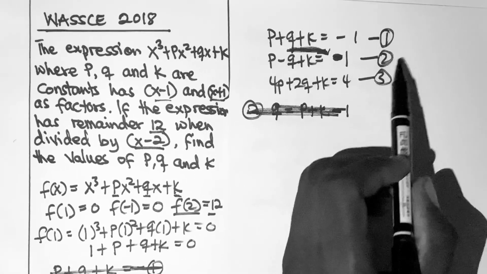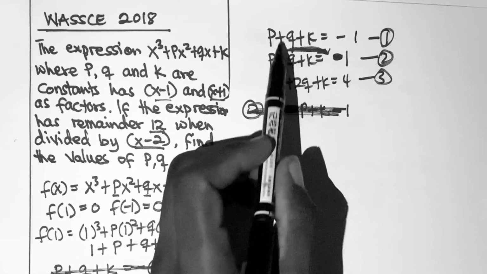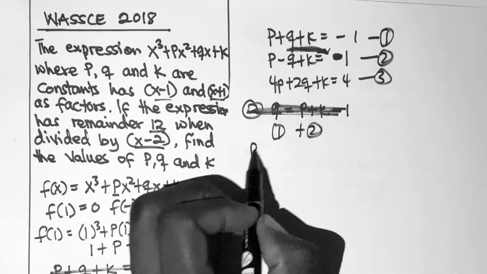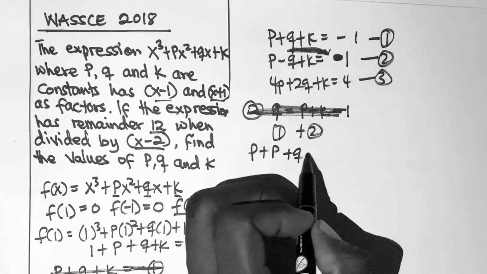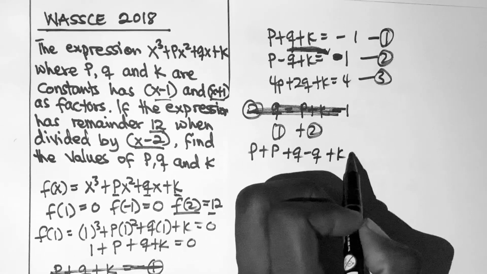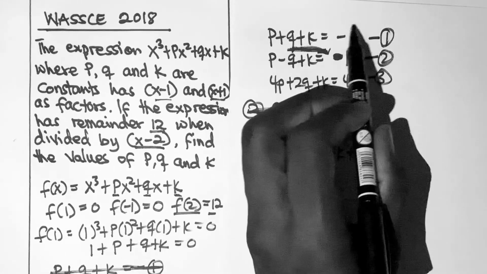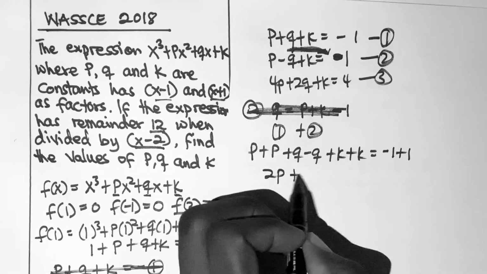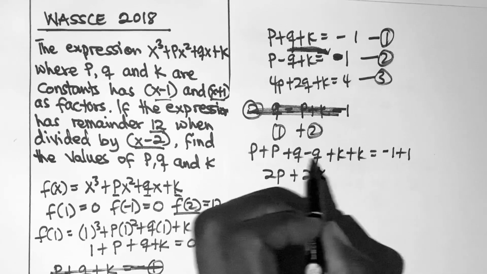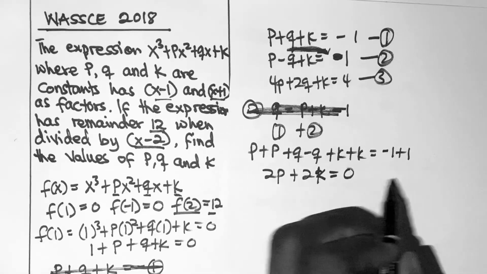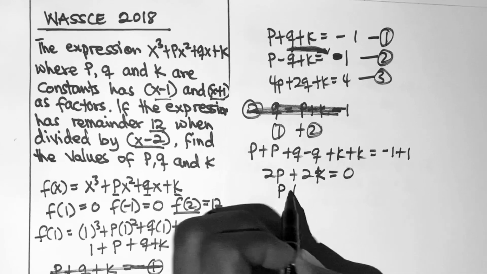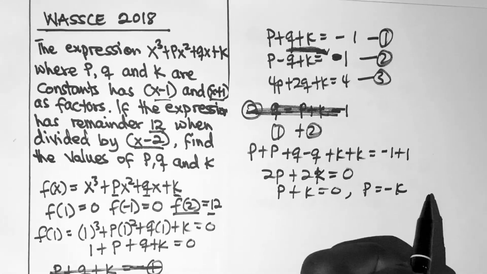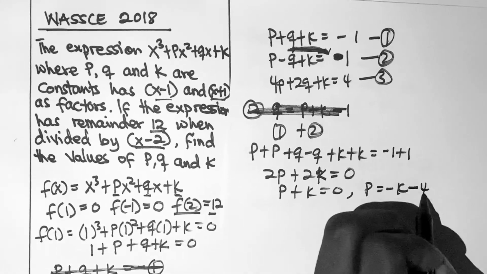So if we consider equation 1 and equation 2, you see that if we add them, q will go away. So equation 1 plus equation 2 becomes p plus p, plus q minus q, plus k plus k equals minus 1 plus 1. So 2p plus 2k equals 0. If we divide through by 2, you find out that p plus k is equal to 0. This implies that p is equal to minus k. Let's label that as equation 4.